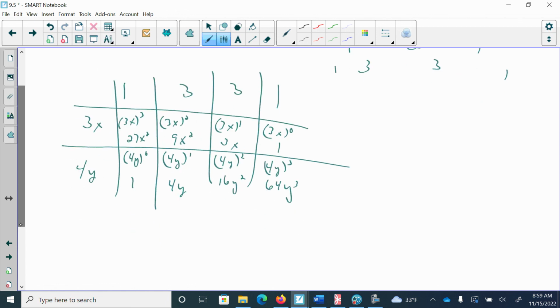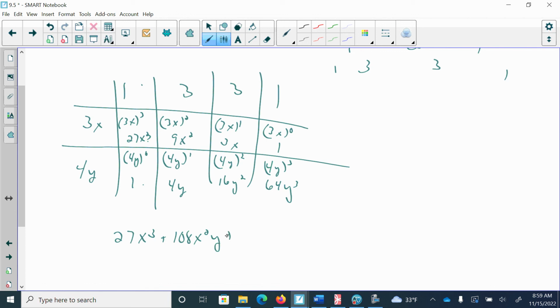So when I multiply 1 times 27 times 1, I'm going to have 27x to the third. Now when I multiply 3 times 9 times 4, it's 108, I think. I'm going to have 108x squared y.